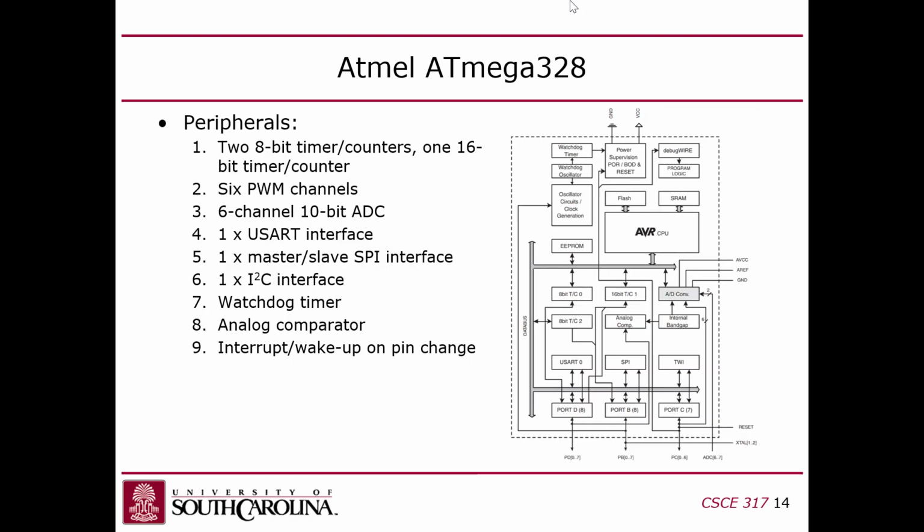So the other things that are on chip, this is a block diagram that tries to show all this stuff. There's 2 8-bit counter timers and 1 16-bit counter timer. We'll be using that to do performance counting and also pulse width modulation. There's 6 PWM channels. There's a 6-channel 10-bit analog to digital converter. I don't believe we're going to be using that this semester. It's got 1 hardware USART interface, which is a serial interface for console I/O, and also you can use it to communicate with certain peripherals. We'll be using that for both console I/O and talking to the external Wi-Fi module.